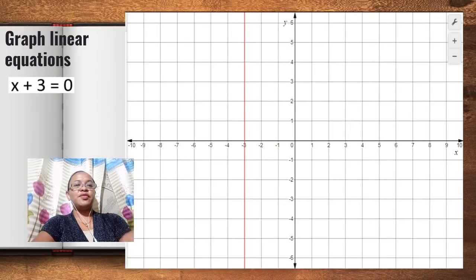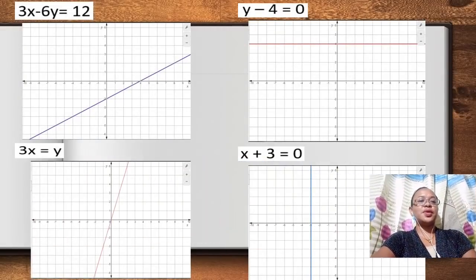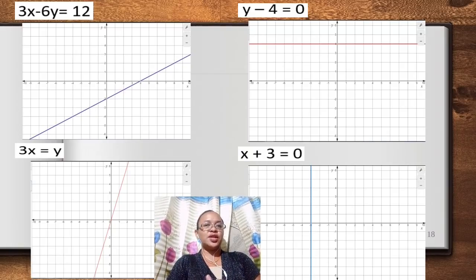So we have here the graph. The orange line is the graph of the linear equation x plus 3 is equal to 0. So let us now have the summary of this graph here. We have the graphs for 3x minus 6y equals 12, 3x equals y, y minus 4 equals 0, and x plus 3 equals 0. Looking at the graph of the four linear equations, we can see that there are differences here.